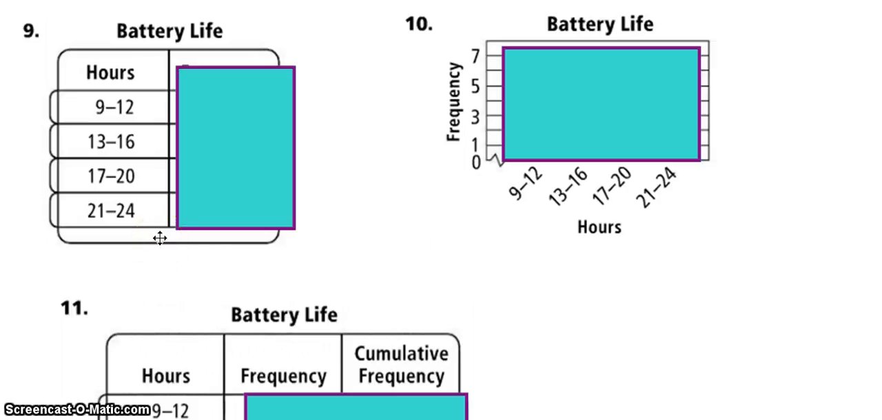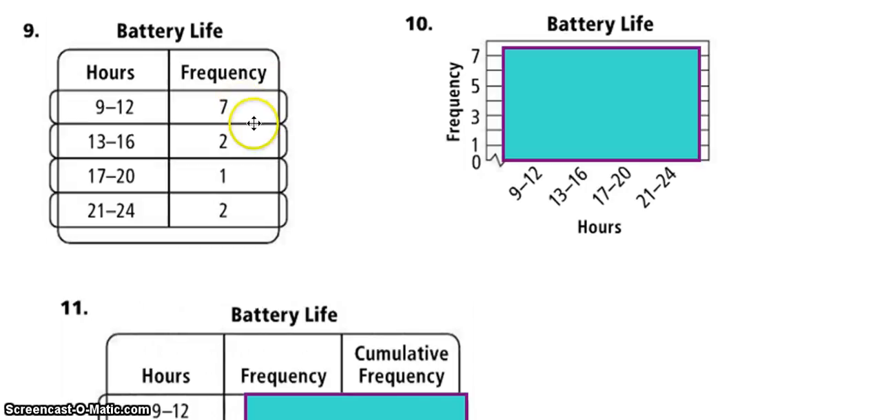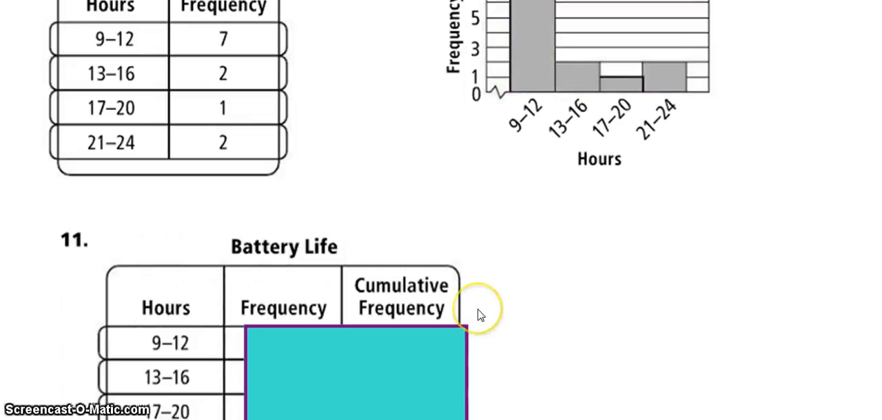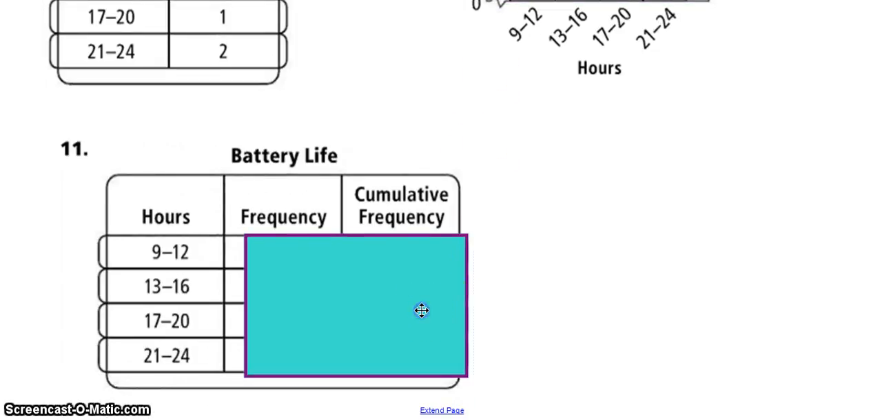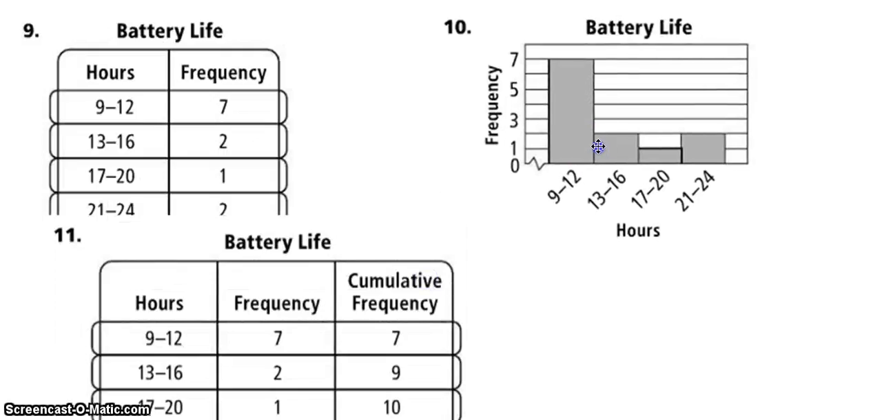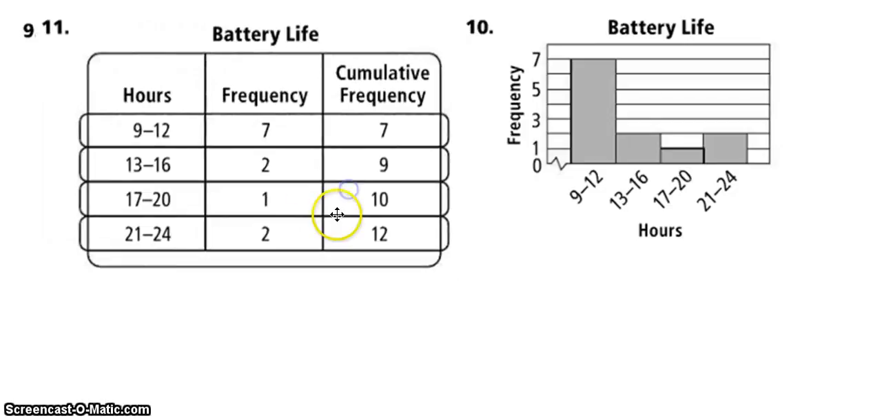So hopefully you did this on your own now. My distribution or frequency here goes 7, 1, 2. So as you can see, the primary amount is here in 9 to 12, which is going to be shown by my histogram by the taller bar. And my cumulative frequency table is showing all the totals all the way up to the 12 total data points that I have. So really the two main answers that you want to have are this table and this histogram.